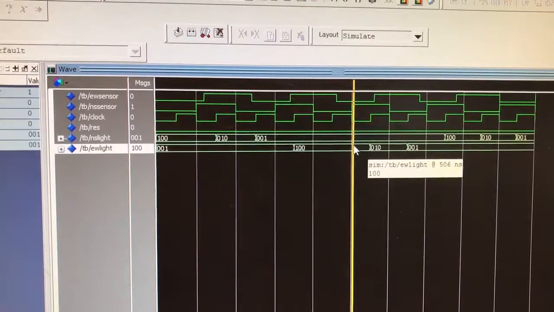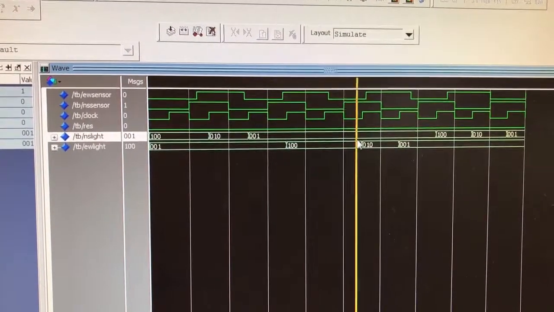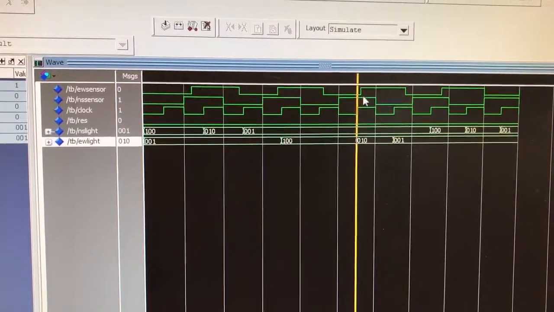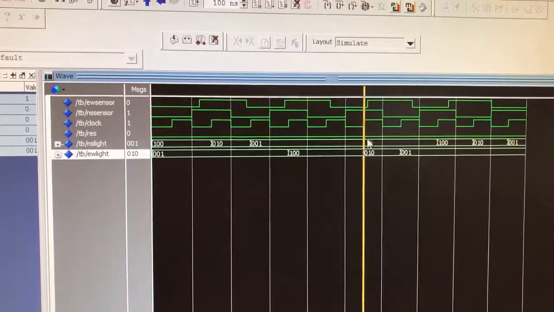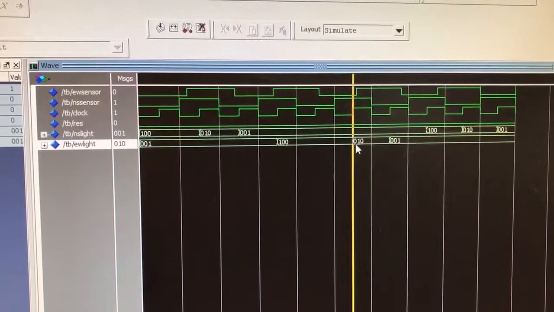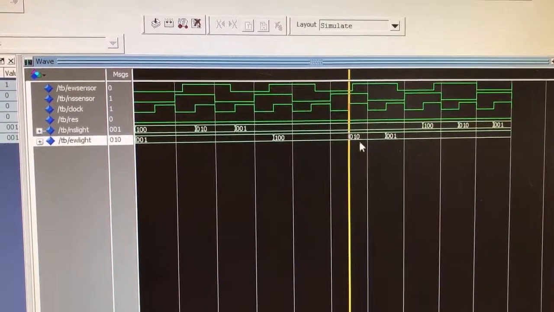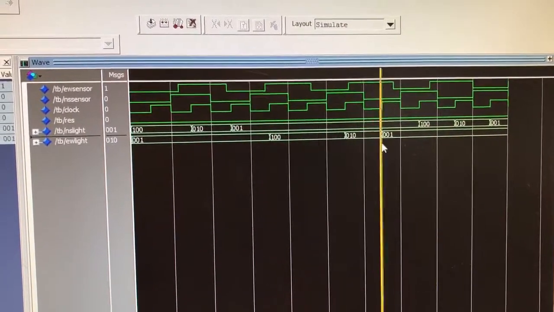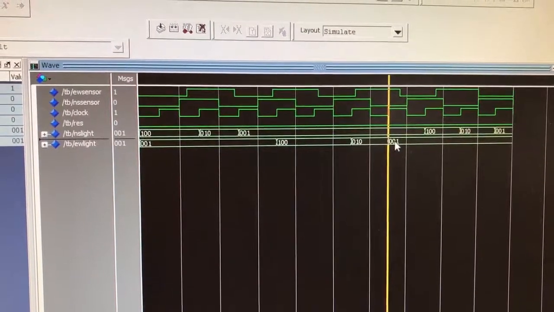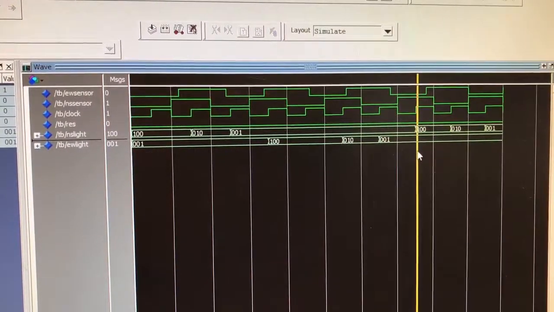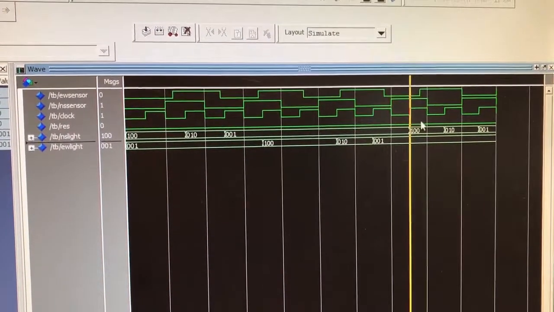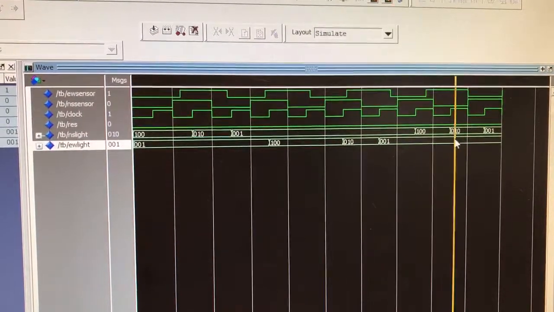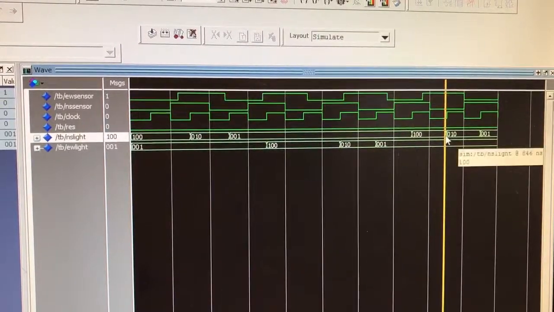However, when we have another rising clock edge right here, we see that the north-south sensor is 1, meaning that we have a car waiting in the north-south direction, which changes the state and causes the east-west light to be yellow. And finally, the east light becomes red, and we go back to the initial state at the next rising clock cycle. And then again, we have this impacting it and changing the north-south to yellow.